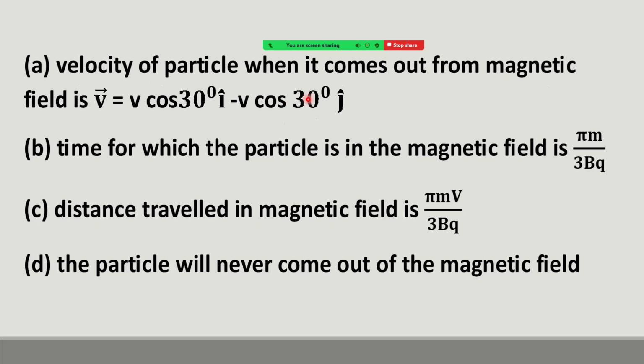Velocity of the particle when it comes out of the magnetic field. Time for which particle is in the magnetic field. Distance traveled. I think directly we can say option D is not correct. Let us now cross check the remaining three options.